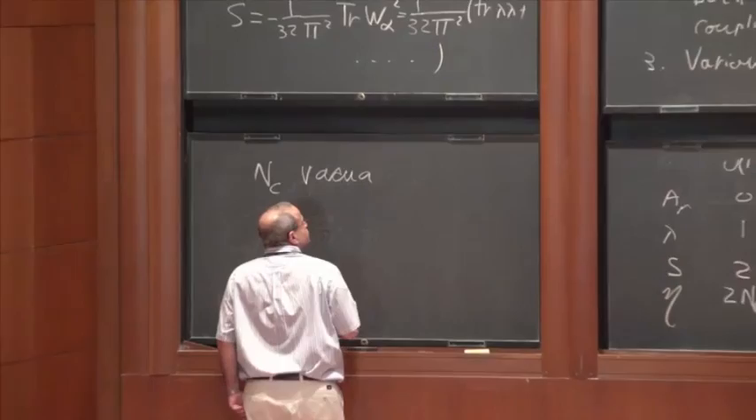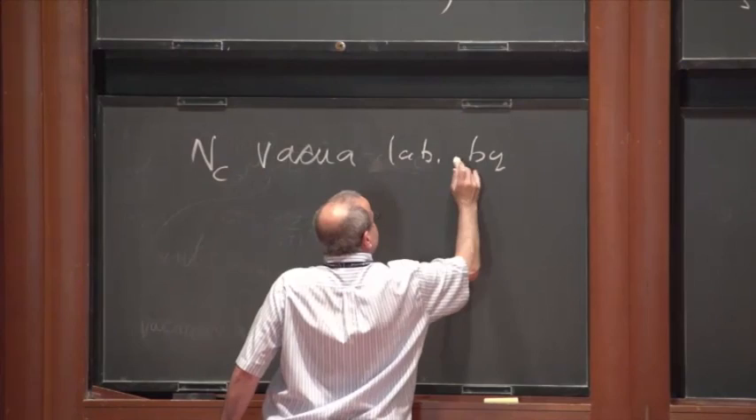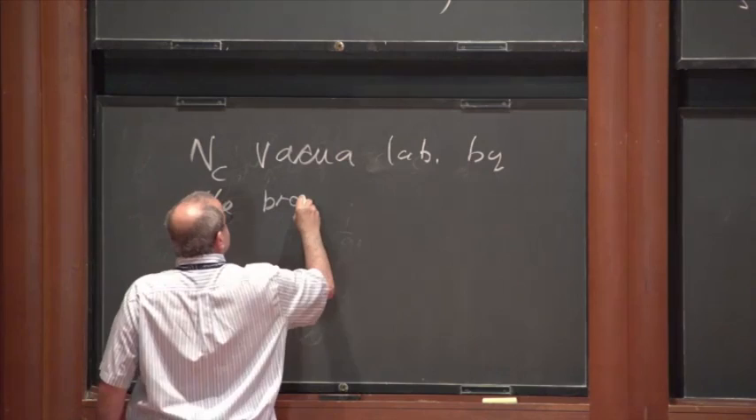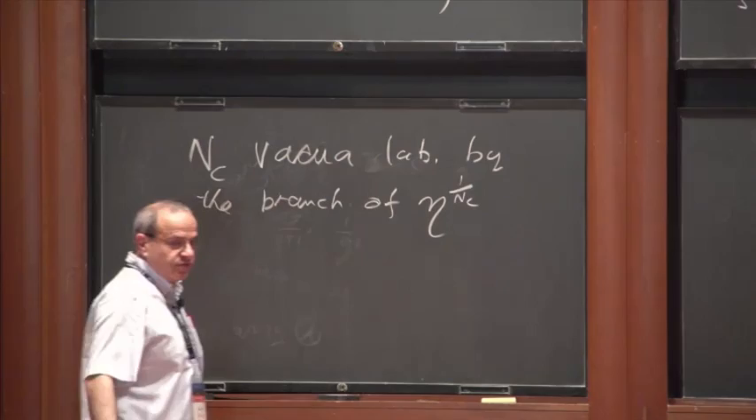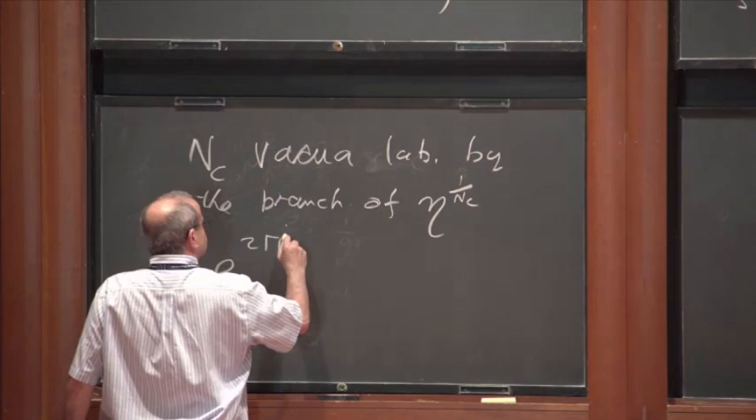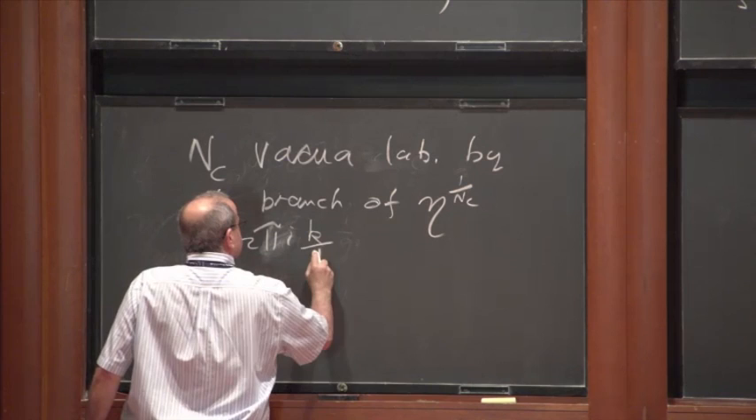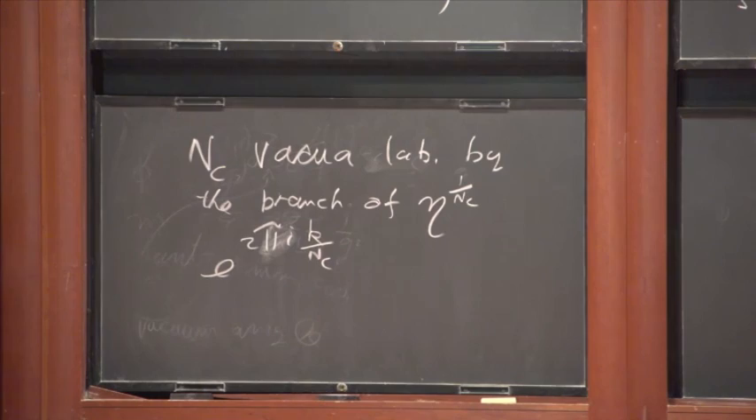The vacua are labeled by the branch in this formula. So we have e^{2 pi i k/N_c}, where k goes from 1 to N_c. So these are N_c different values. What's the physics of having N_c different vacua? Well, we said that the system had classically a U(1)_R symmetry that was explicitly broken to Z_{2N_c}. The expectation values of two gauginos further spontaneously breaks this symmetry to Z_2.